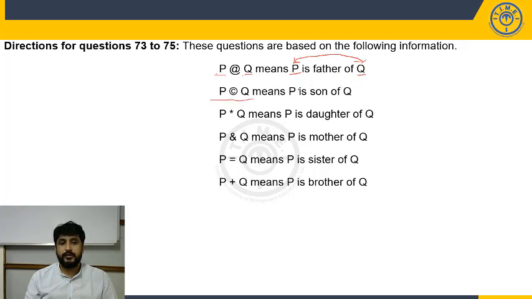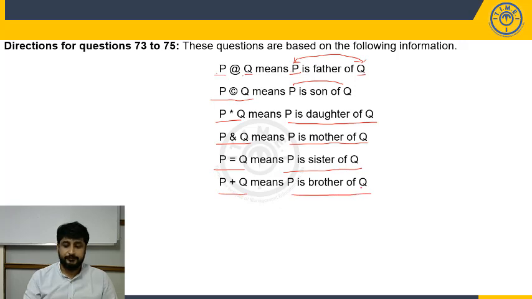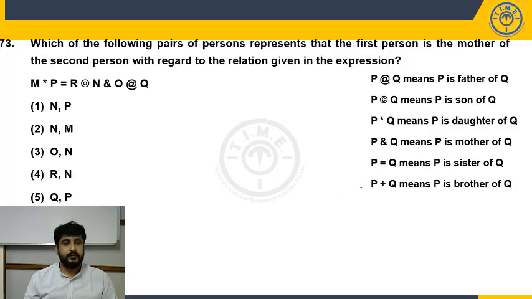P copyright Q means P is the son of Q. P star Q means P is the daughter of Q. P and percent Q means P is the mother of Q. P equal to Q means P is the sister of Q. P plus Q means P is the brother of Q. Let's see. Which of the following pairs of persons represents the first person is the mother of the second person? With regard to the relation given in the expression.